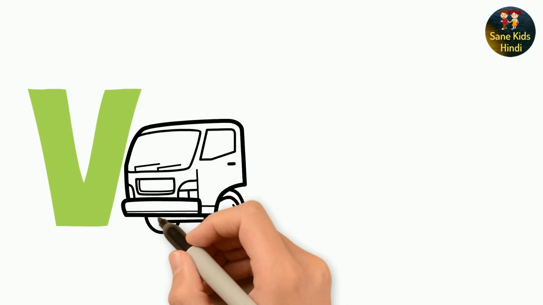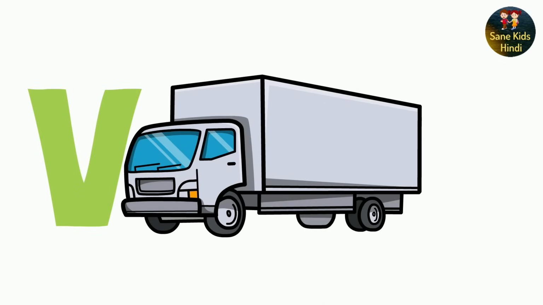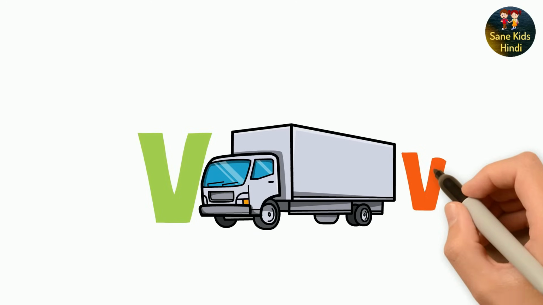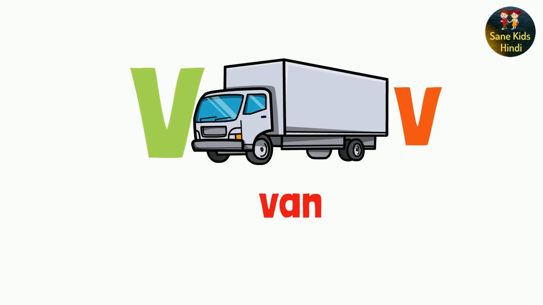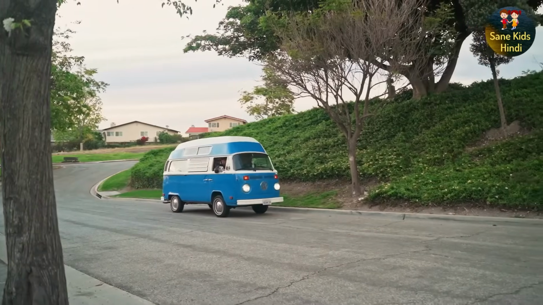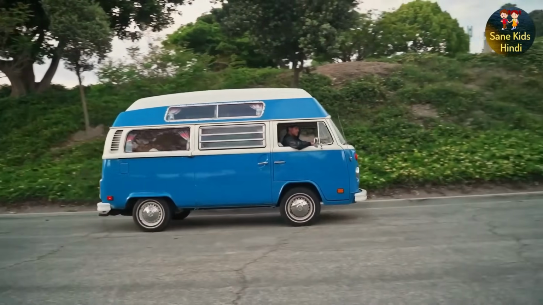V for van. Q, R, S, T, U, V, W, X, Y, and Z. V for van. Now I know my ABCs. Next time won't you sing with me? Say with me, van.